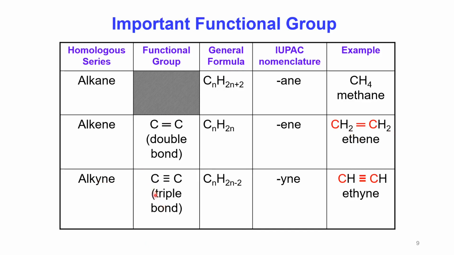Alkyne, the functional group is a triple bond. Carbon has a triple bond with carbon, and the general formula is CnH2n-2. The IUPAC nomenclature of alkyne ends with "-yne". An example is ethyne, with 2 carbon atoms, CH≡CH. This is an important functional group of a compound or homologous series that you need to memorize.